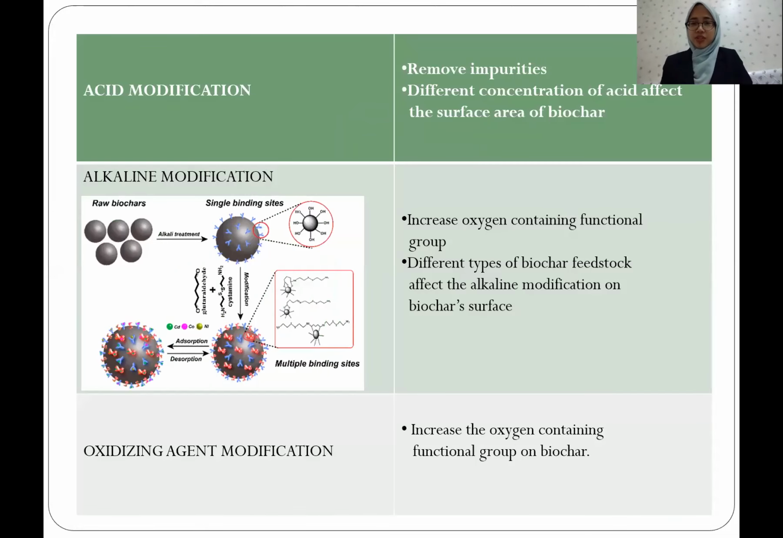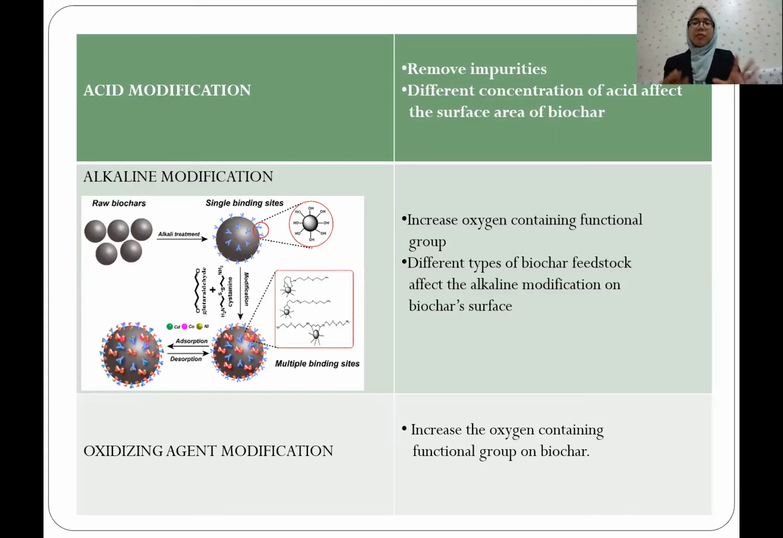For the acidic modification, first of all, it helps remove the impurities that are present on the surface of the biochar. Other than that, different concentrations of acid are able to change the surface area of the biochar. Therefore, the optimum concentration of acid is important in order to produce a large surface area of biochar for better absorption.